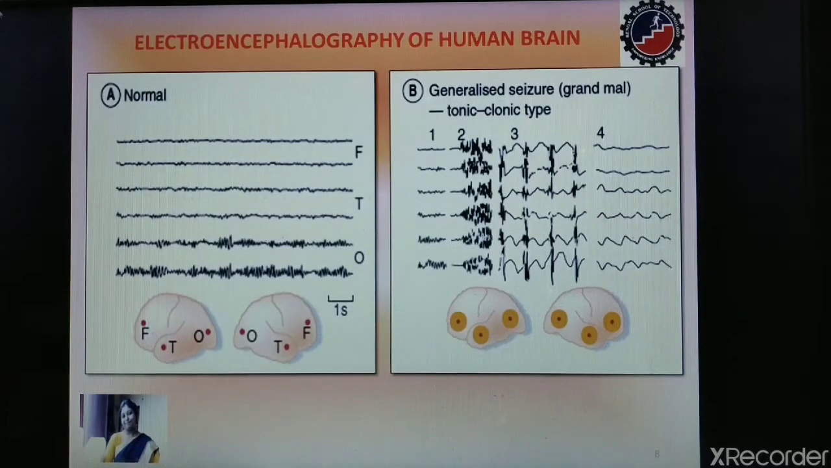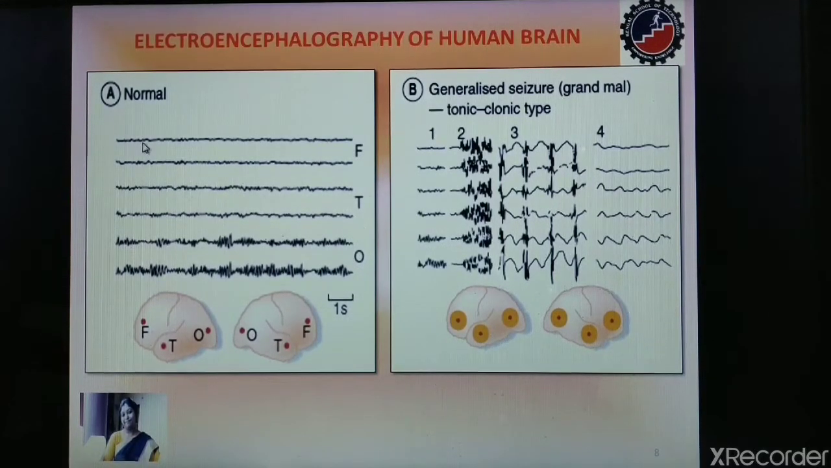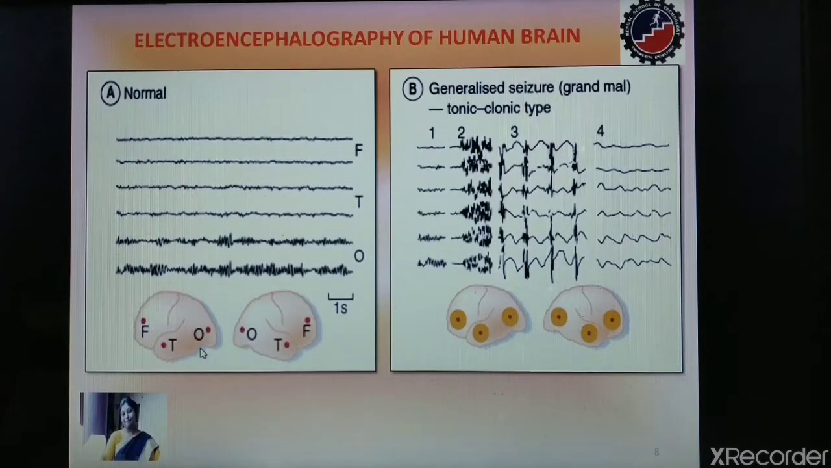The left hand side recordings show the recordings of a normal brain. Now here we can see that the three lobes of the human brain have been shown. One is the frontal lobe, another is the temporal lobe, and the occipital lobe. If we look into the recordings, this is the normal recording of a human brain of the various lobes, frontal, temporal, and occipital.